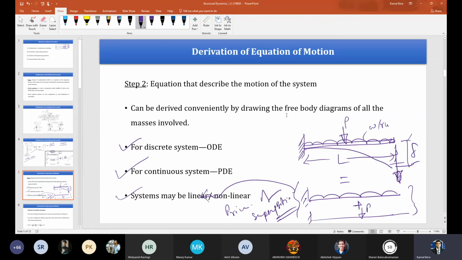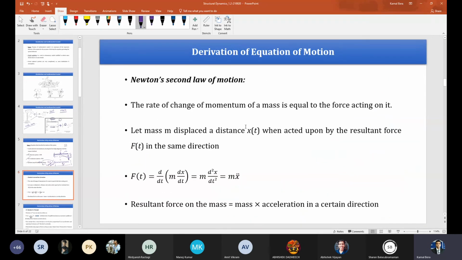So it can be derived conveniently by drawing the free body diagrams of all the masses involved. If it is a single degree of freedom system, you have to draw the free body diagram of the single mass, see what forces are acting on it, and then just use the force equilibrium. That's all. As you will see, this can be more conveniently done using the energy approach also.